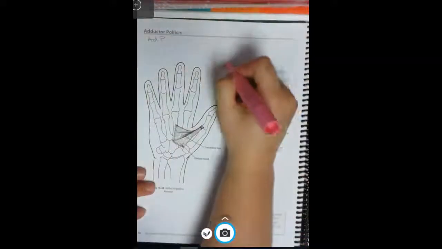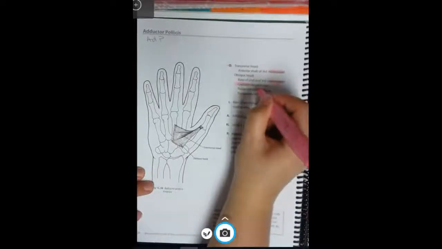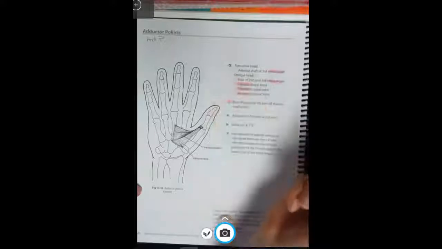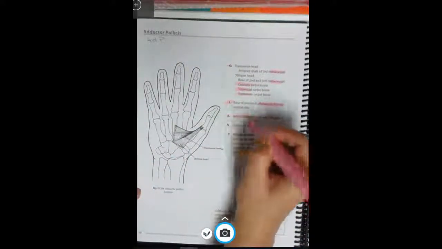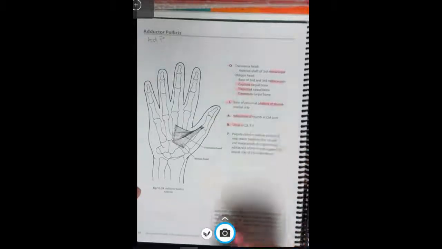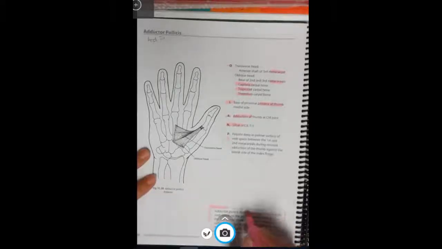Alright, adductor pollicis. So we do ADP. We're going to start on the metacarpal, and then we're going to do capitate, trapezoid, trapezium, inserting onto the phalanx of the thumb. This is going to do adduction, tells you in the name. It's going to be ulnar nerve. And this is going to have the bulk of your thumb right there. Creates that little web.